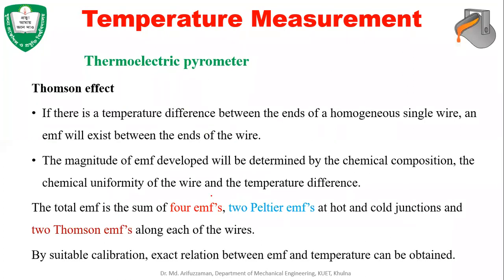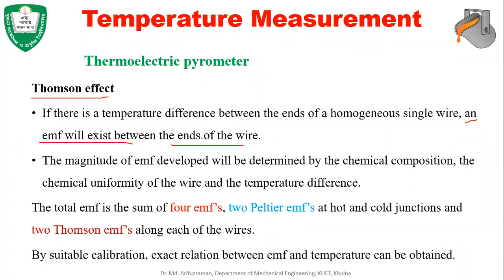Another one is the Thomson effect. If there is a temperature difference between the ends of a homogeneous single wire, then there will be an EMF. A voltage will be generated between the ends of the wire. That is called the Thomson effect. And the combination of the Peltier effect and the Thomson effect is called the thermoelectric effect.